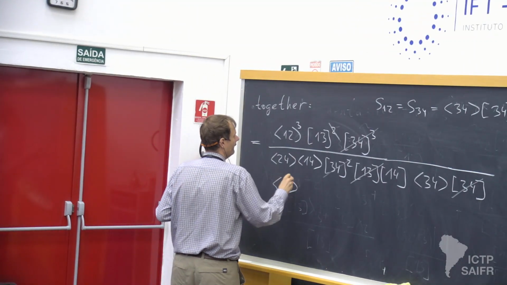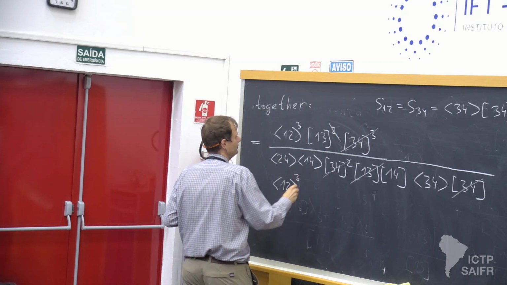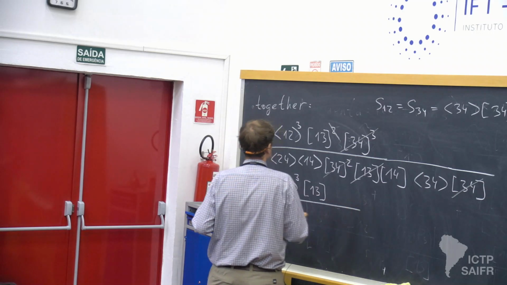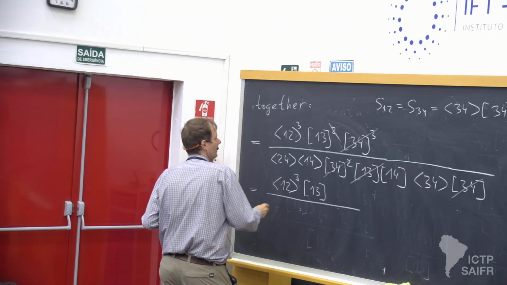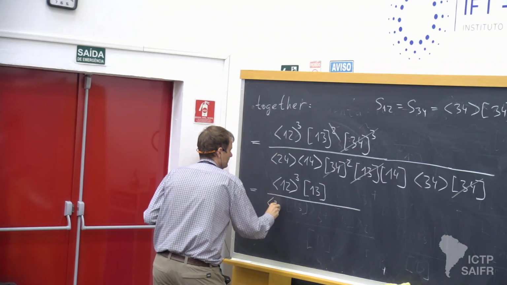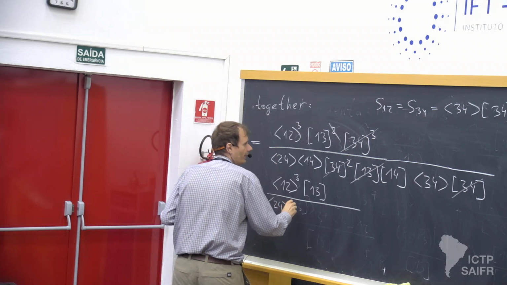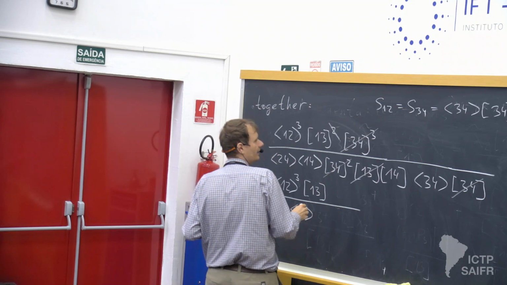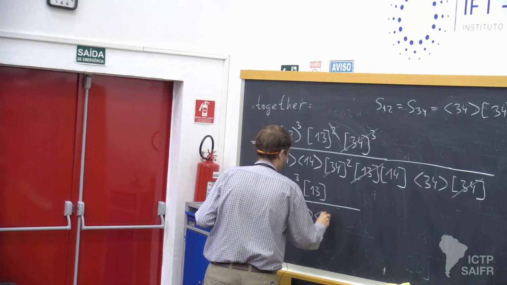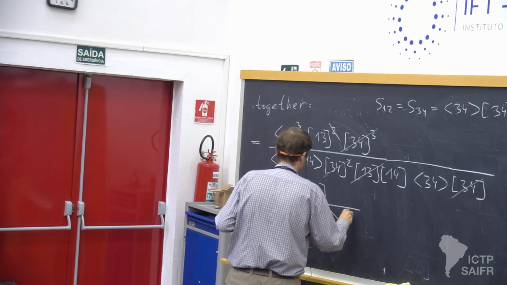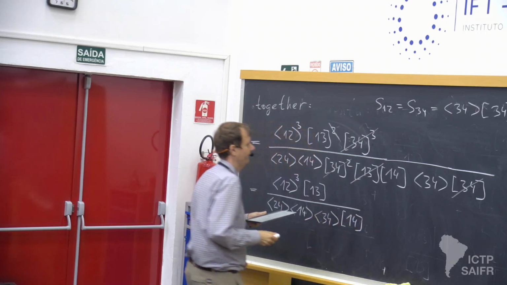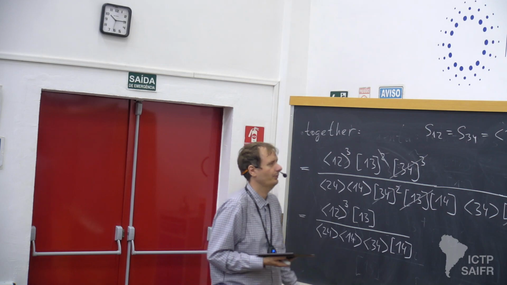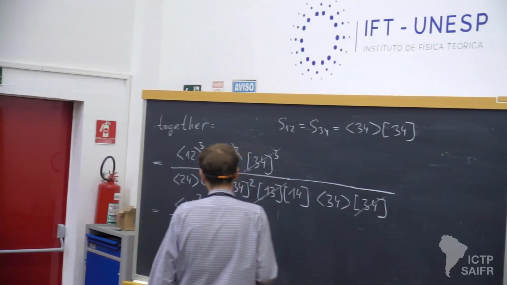So far we are getting ⟨12⟩³⟨13⟩ divided by ⟨24⟩[14] ⟨34⟩ and [14]. Square bracket. This is still not exactly yet what we want, but we will use a kinematic relation.